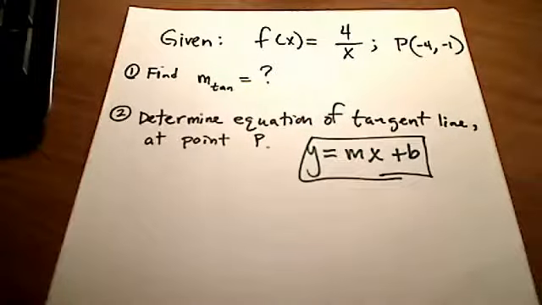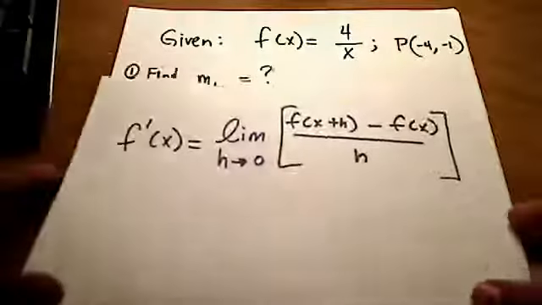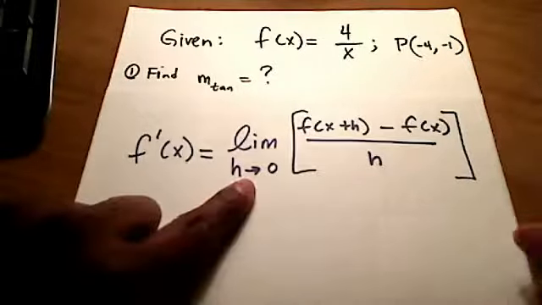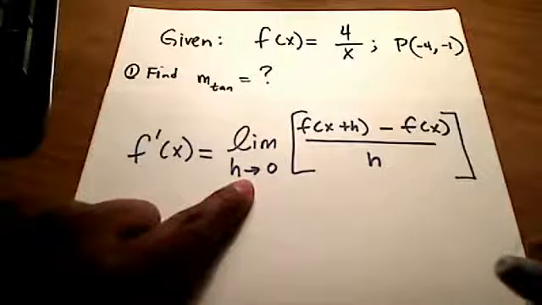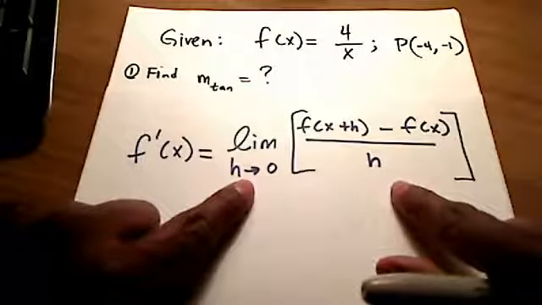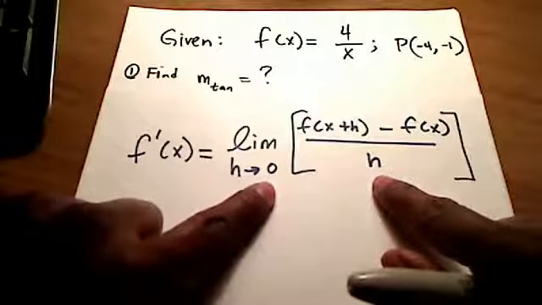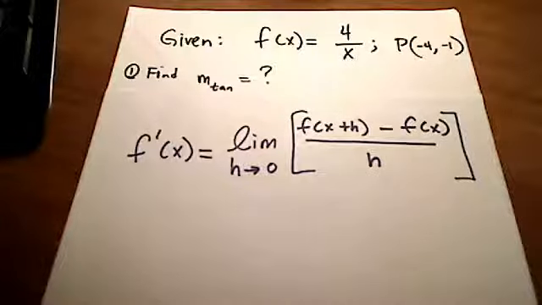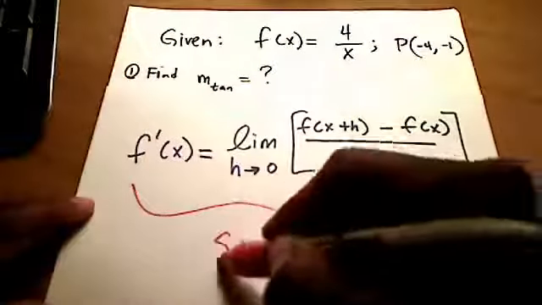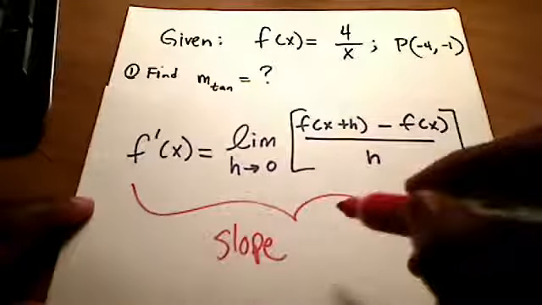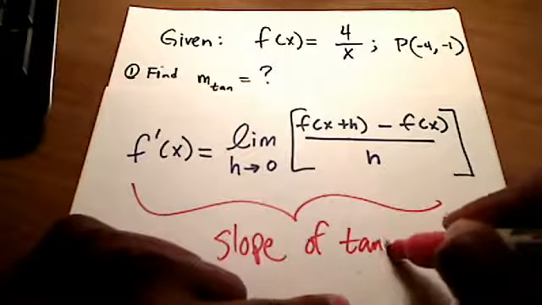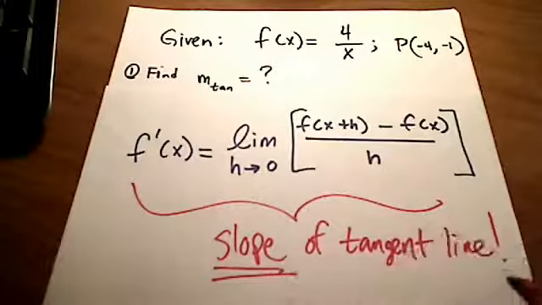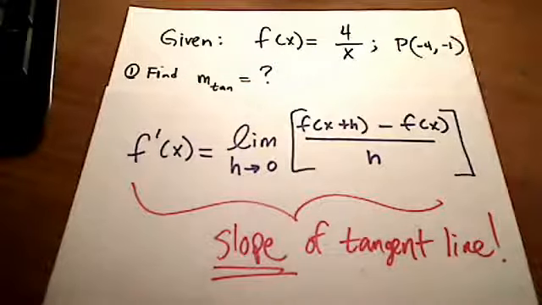Okay. But first, let me quickly review finding a derivative as a limit. So assuming that you don't know the derivative rules just yet, and we're forced to use this difference quotient, as h approaches 0, let's find the first derivative of our function, which you should know by now is going to give us the slope. The first derivative always gives us the slope of a tangent line. That's really important. The first derivative always gives us the slope of a tangent line at any particular point. In our case, it's going to be point P.